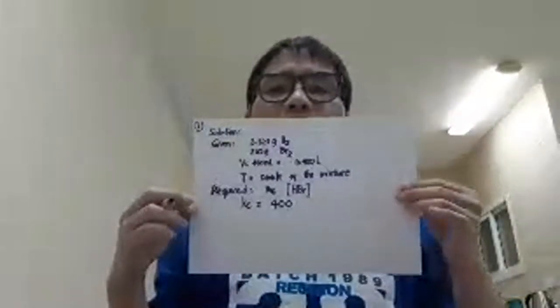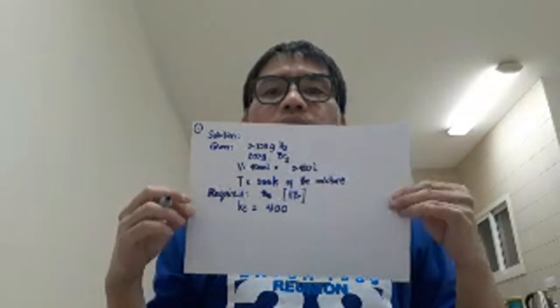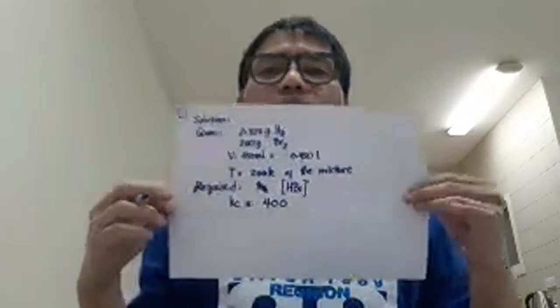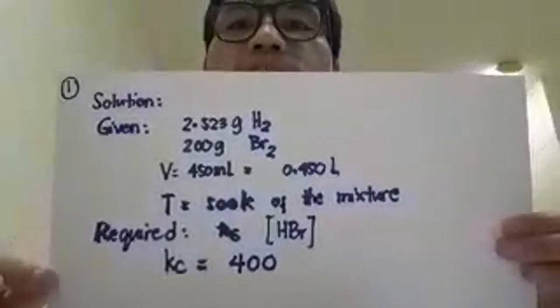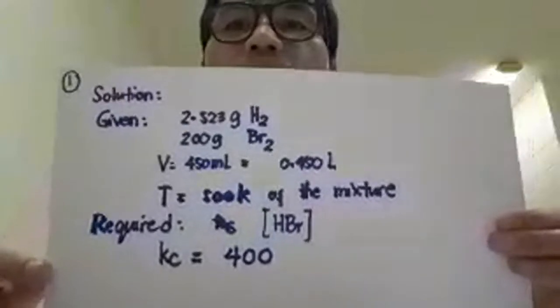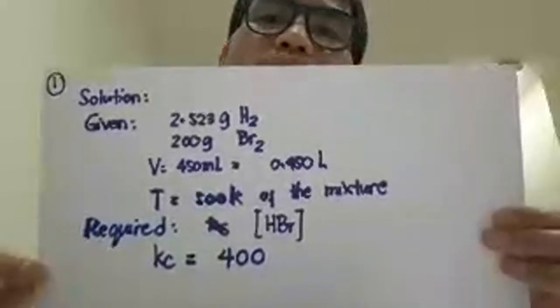Okay, and we go back to another given, which is Kc, the equilibrium constant, which is 400. Okay, so we have now everything here. So complete already, right? I will show you a little bit in your screen also so that you can clearly see the data, what is being required. Okay, like that.